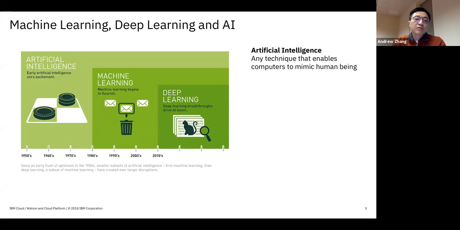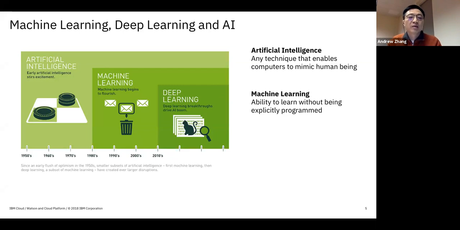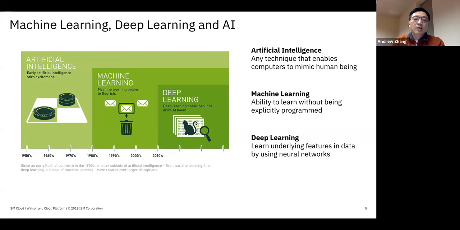Machine learning is a subset of AI. It's really about enabling computers to learn from data, really using statistical models. But things like that have been around since the 1980s. And deep learning came up, or took off, since 2010. It's really about using a particular method in machine learning called neural nets to learn features from data.